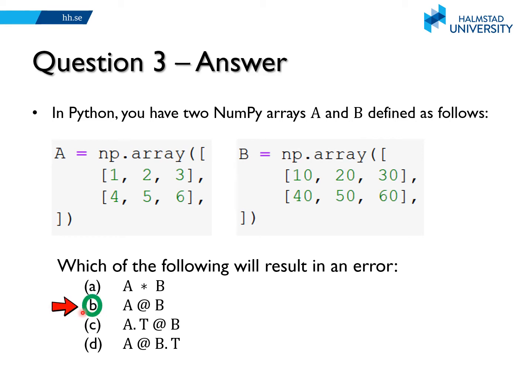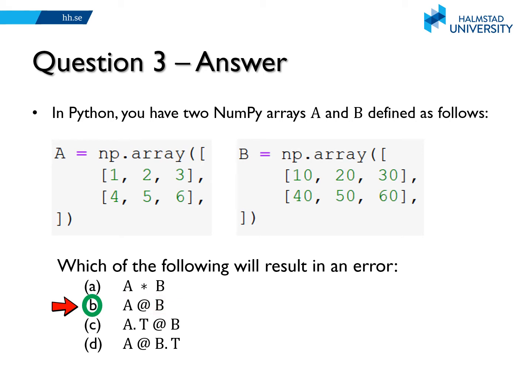The correct answer is B, so this one. So this will give you an error. And what we are doing here is multiplying the matrix A and B. So this is matrix multiplication. And this is only possible to do if the number of columns in the first matrix is equal to the number of rows in the second matrix.